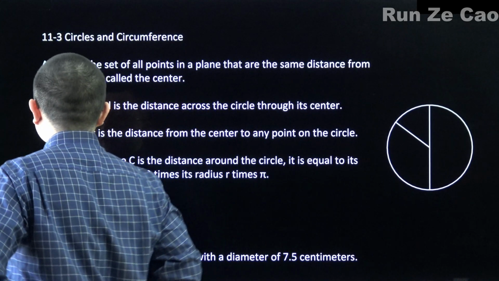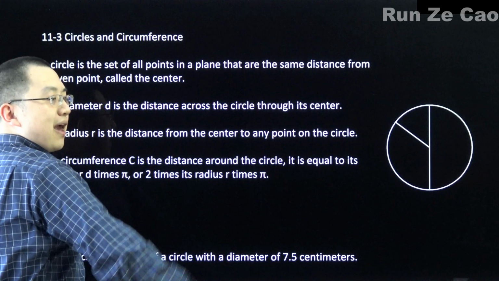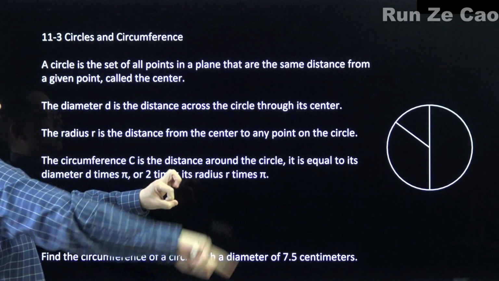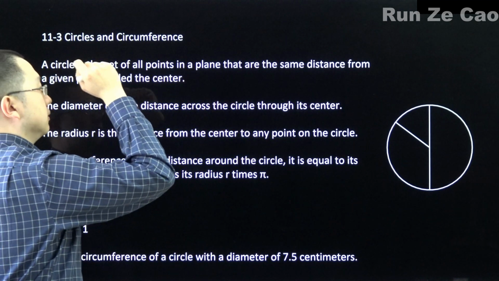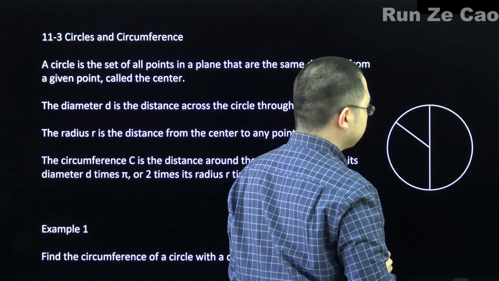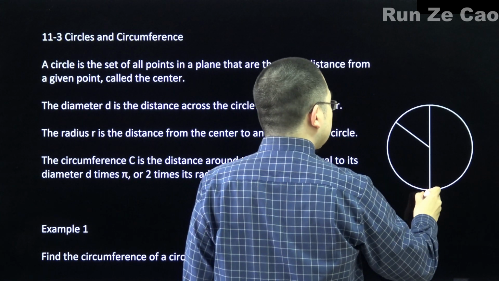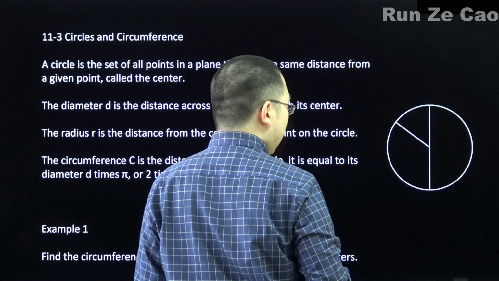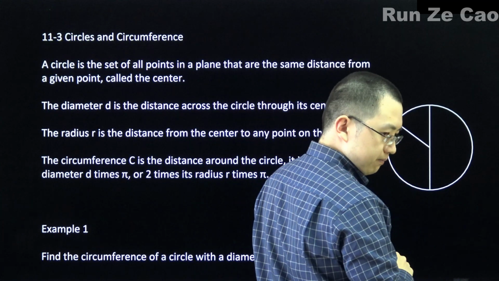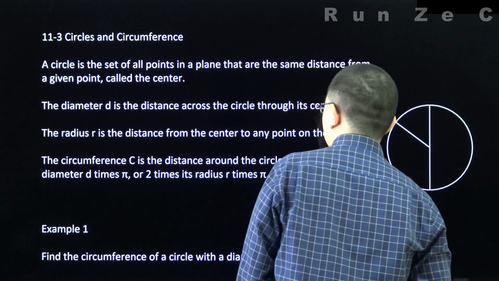So, circles and circumferences. A circle is a set of points in a plane that are the same distance from a given point that we call the center. So the center for this circle would be here. And a diameter crosses from one side of the circle to the other through the center. A radius goes from the center to any point on the circle.